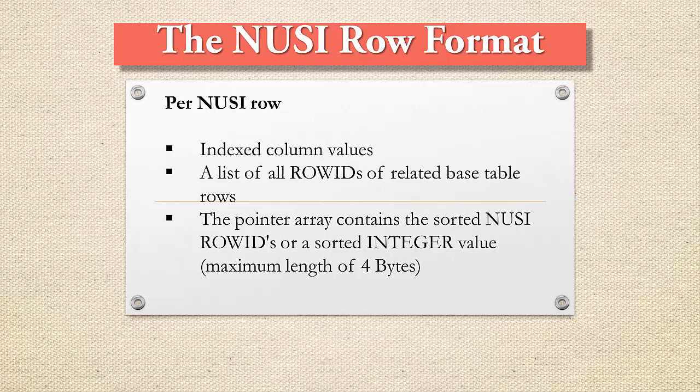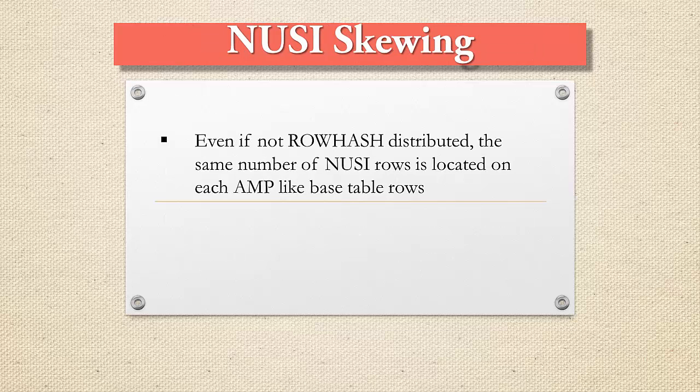Because of their tie to the base table, non-unique secondary index subtables experience a somewhat similar degree of skewing as the base table does, mitigated or altered possibly by how the index column value combination is distributed over the part of the base table that resides in a particular AMP.